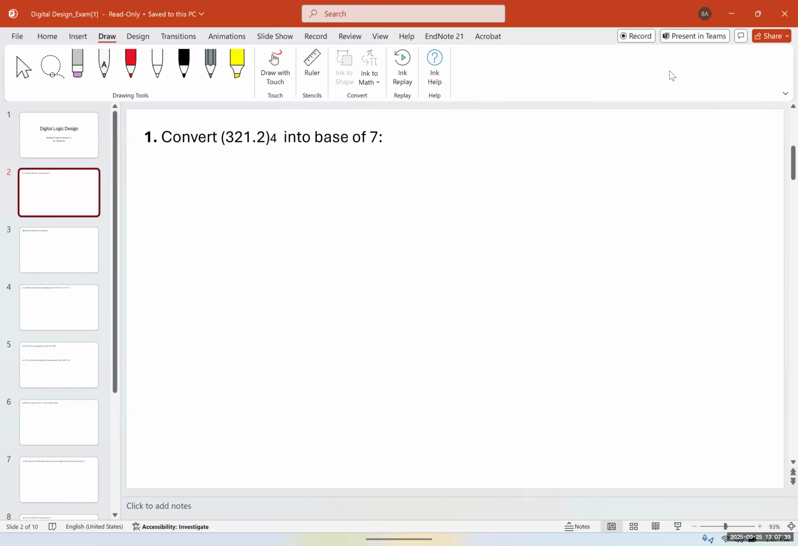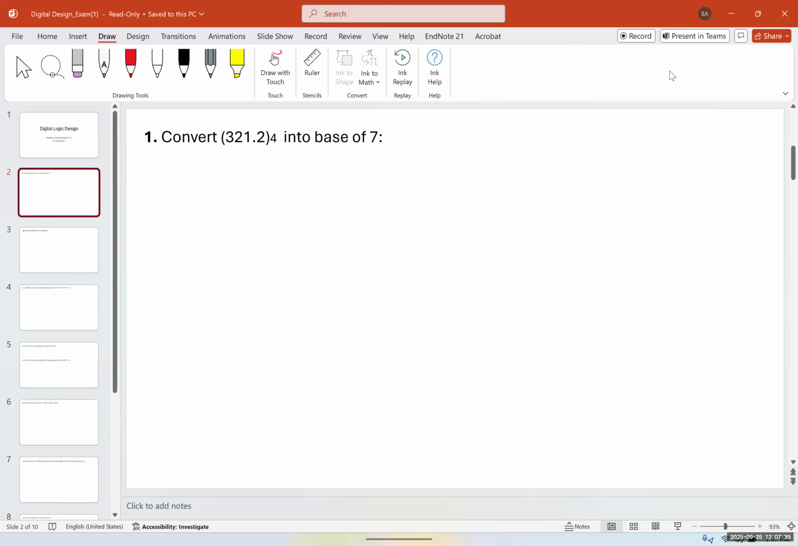Does anyone have the answer? Perfect, yes. The answer is 404 decimal. So it's going to be 6 times 8 to the power of 2 plus 2 times 8 to the power of 1 plus 4 times 8 to the power of 0.